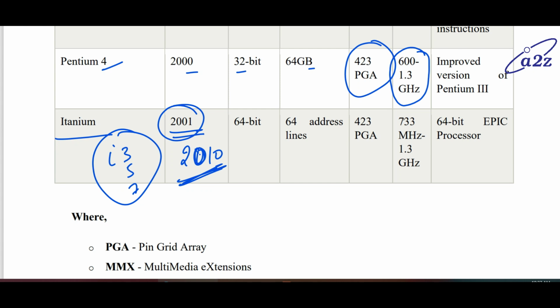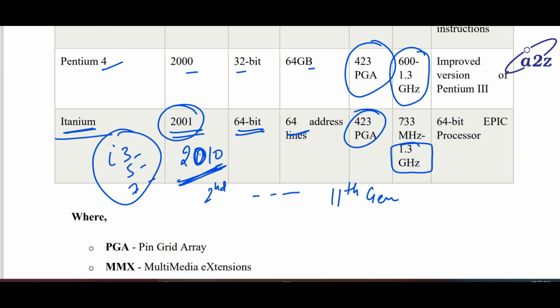Itanium series processes a 64-bit word, with a 64-bit address line, 64-bit data line, 423 pins in a pin grid array architecture, speed up to 1.3 gigahertz. That was the first Itanium processor. Later on came i3, i5, i7, second generation, 10th generation, and the latest is the 11th generation. So generation-wise, this clock frequency has been increased. The latest one is known as i5.